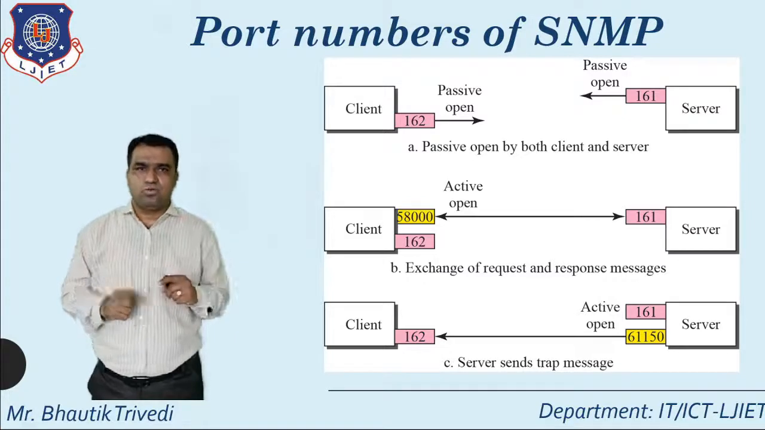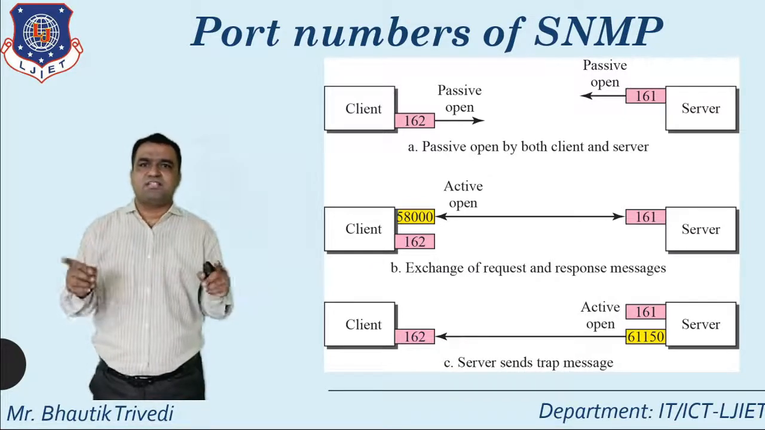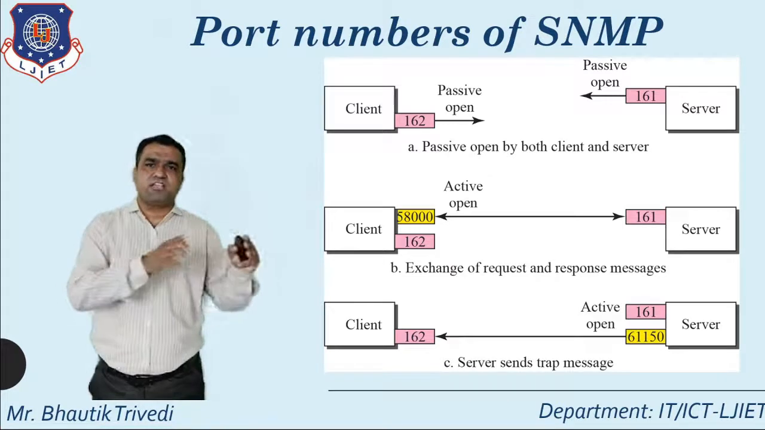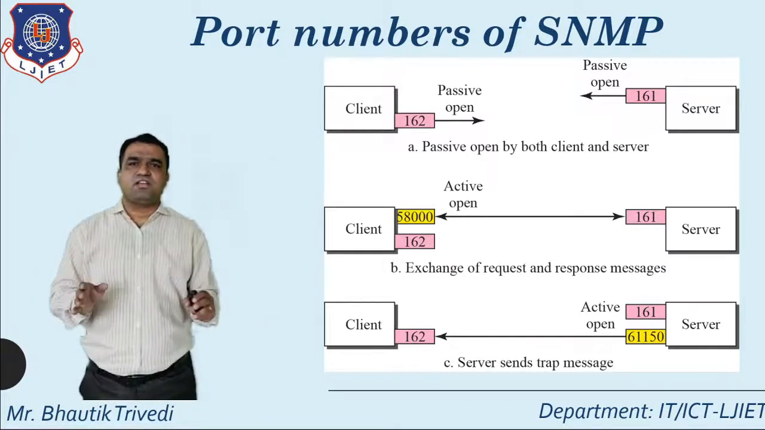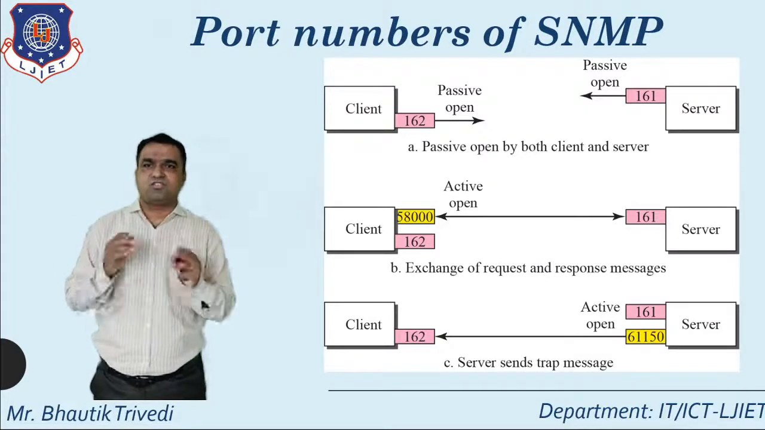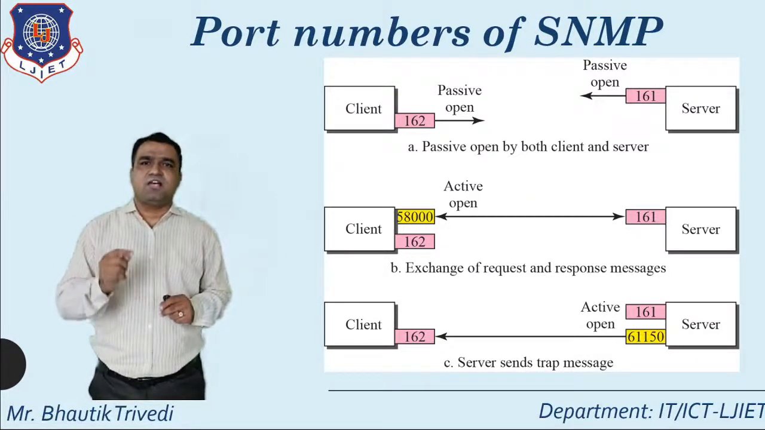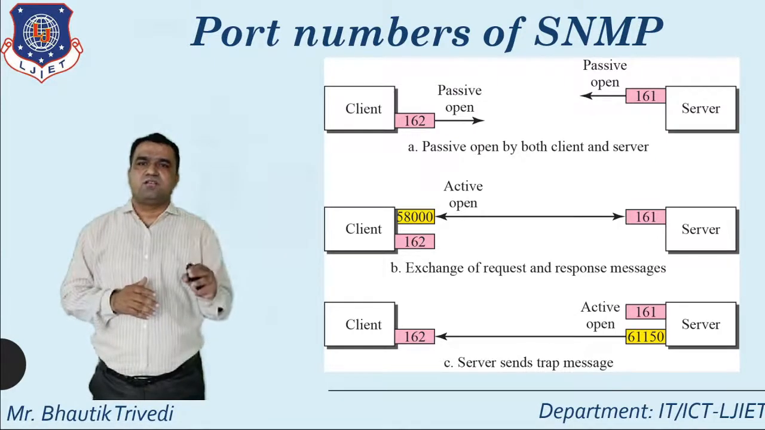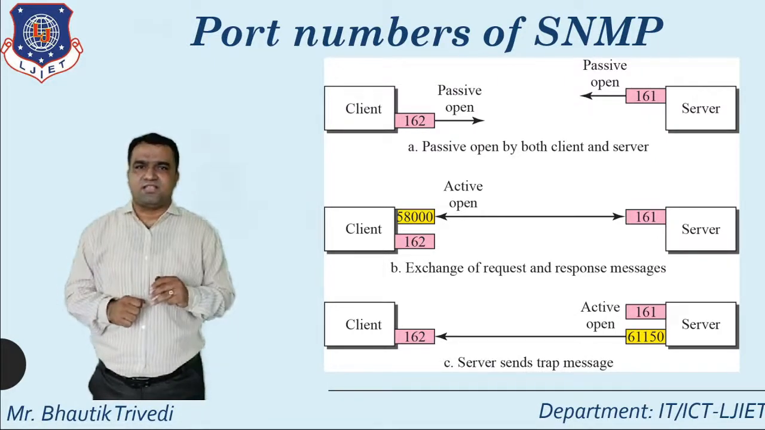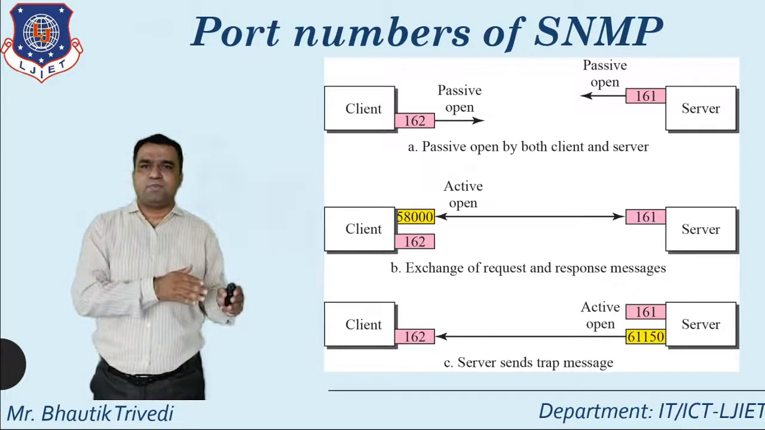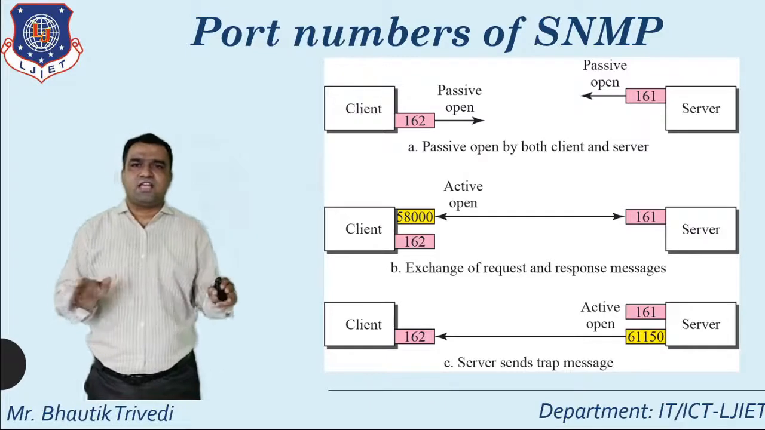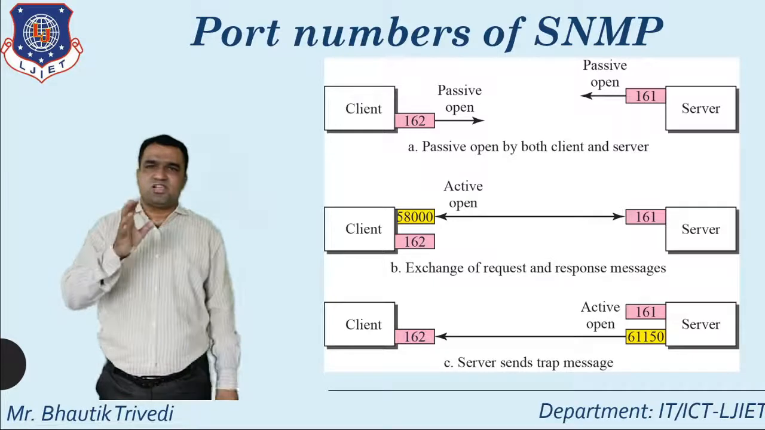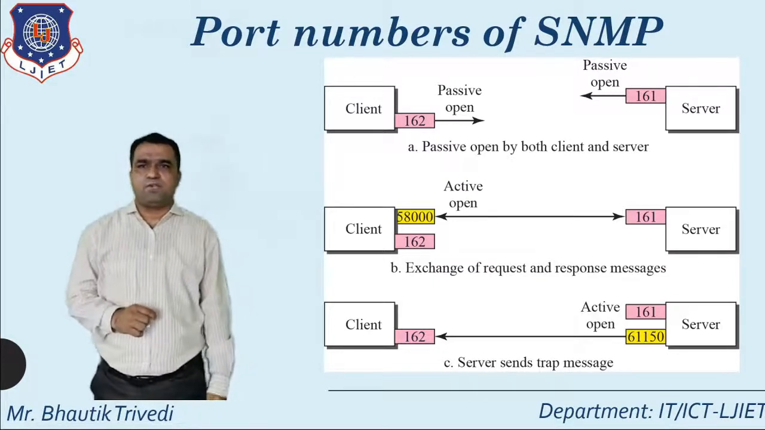Diagram number 2. Client and server exchange request and response messages using the same port number. But here that can be treated as a bidirectional way. So that is active open. And diagram number 3, the server directly sends the trap message to the client. So this is the way you can directly close the connection. So this is the concept of port numbers of SNMP.